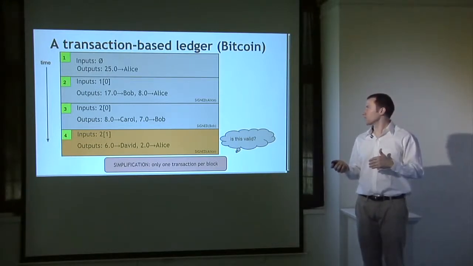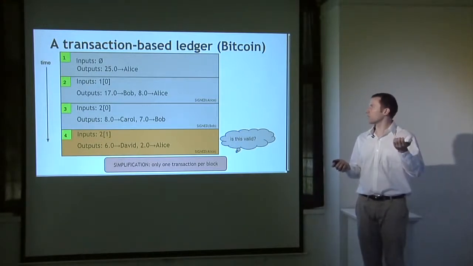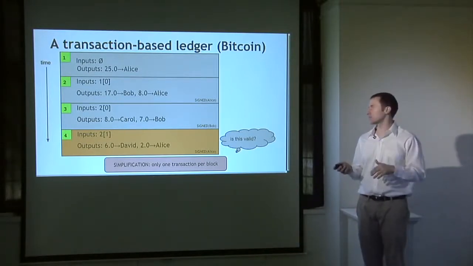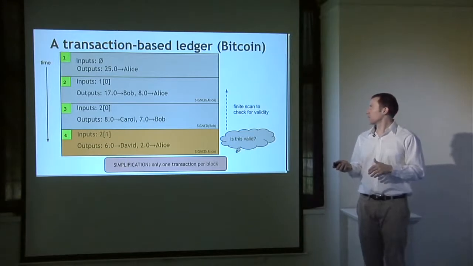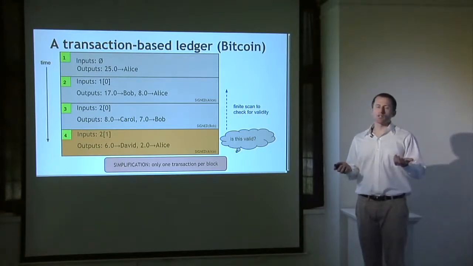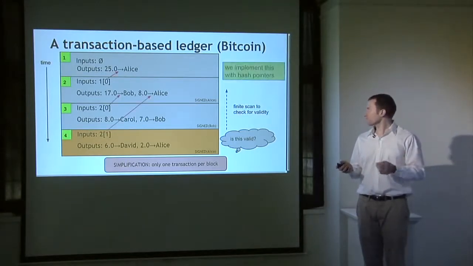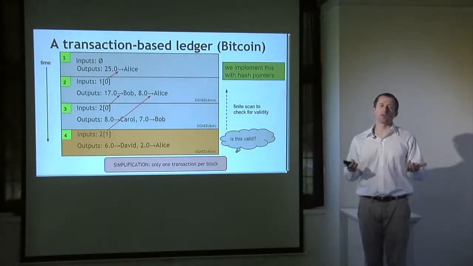And of course, we can look back and say, yes, that second output of transaction 2 went to Alice with 8 coins. Therefore, it's enough to cover the outputs of this transaction. It's a finite backward scan to check for the validity. And we implement this with hash pointers.